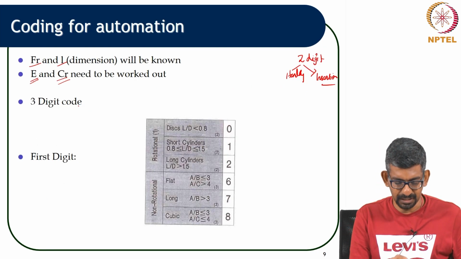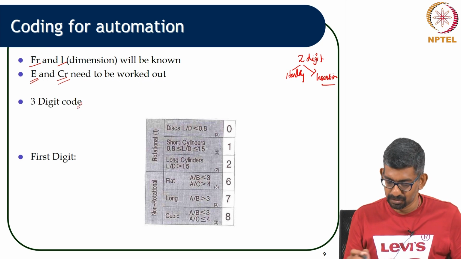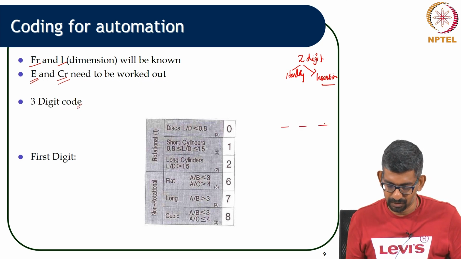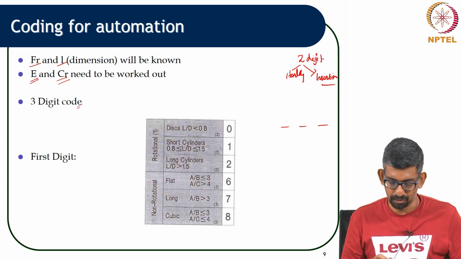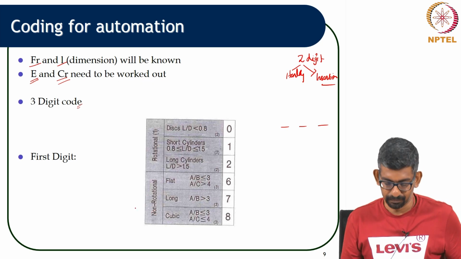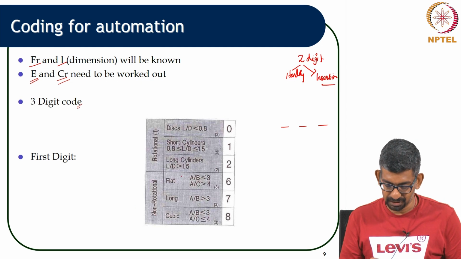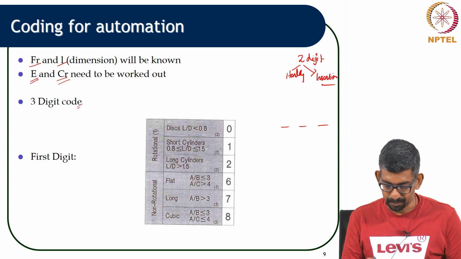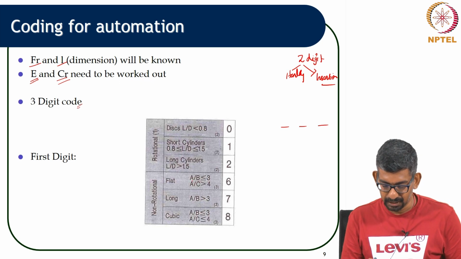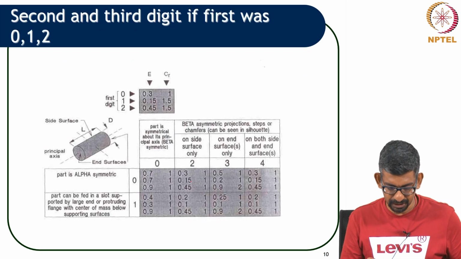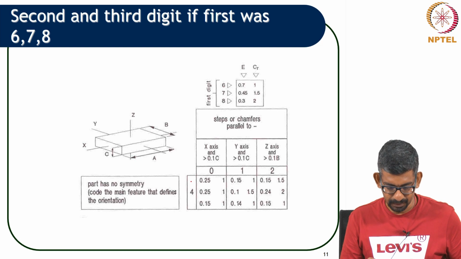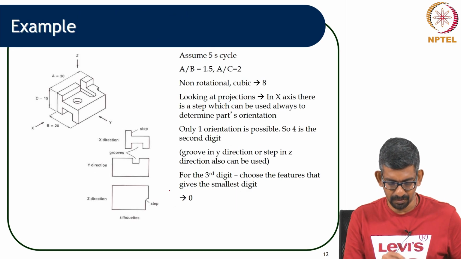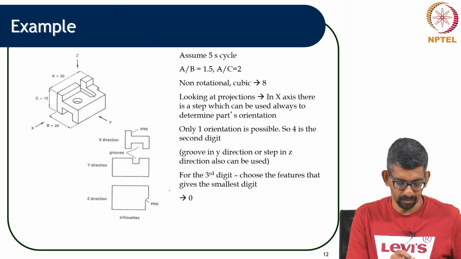So, it is basically a 3-digit code. There are 3 digits. What is the first digit? It is dependent on whether your component is rotational or non-rotational. And if it is non-rotational, the question is whether it is flat, long or cubic. So, what happens is you do this A over B. I'll just quickly tell you what your A or B is. We will discuss this example, however, I am just showing you.